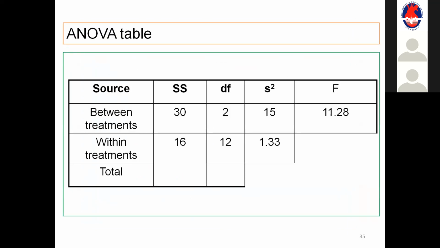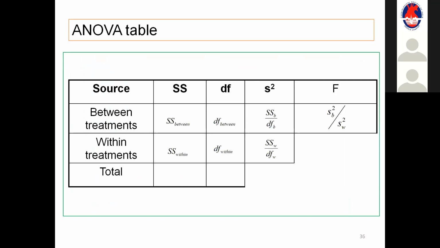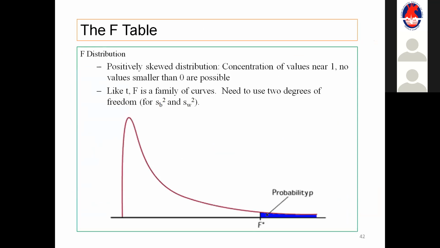So this would be our table. And this is the F distribution: a positively skewed distribution with concentration of values near 1. Values smaller than 0 are not possible. Like T, F is a family of curves, and we need to use 2 degrees of freedom: degrees of freedom between and degrees of freedom within.